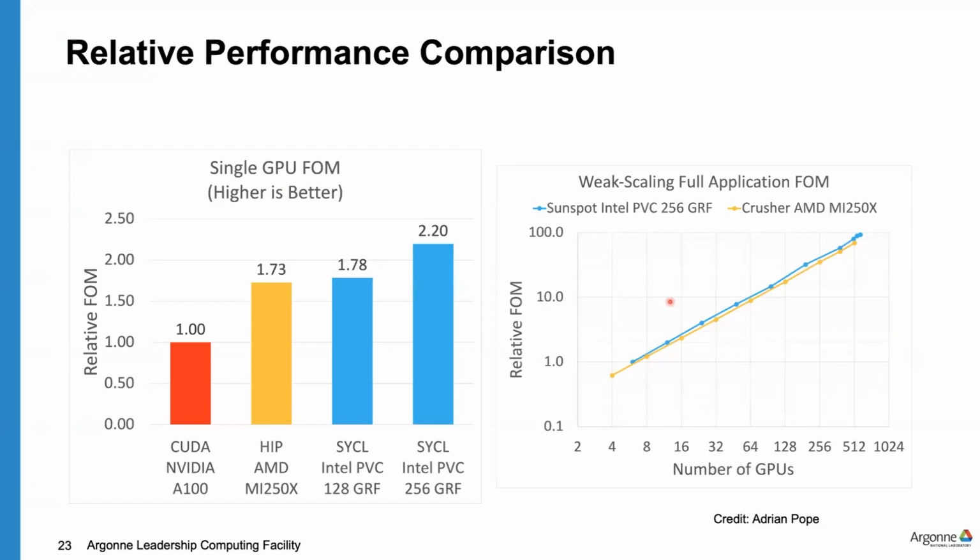Some relative performance compared to the A100. Here we have GPU-FOM, where higher is better, and we're comparing full MI250X and full PVCs relative to an A100. As you can see, we get pretty good performance, and this is in HIP. The code runs CUDA on an A100, HIP on AMD, and SYCL on the Intel PVC. Using the large GRF, we've been able to get the best performance so far.